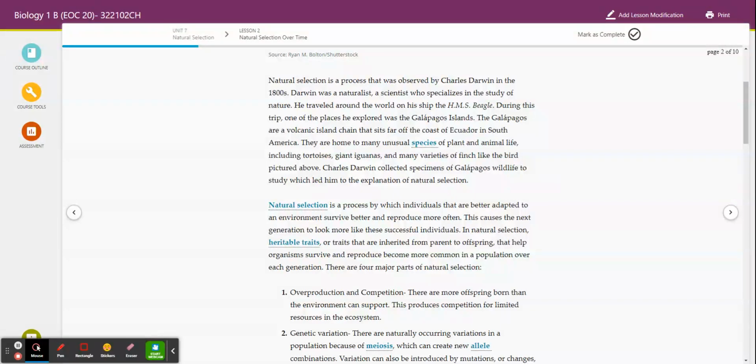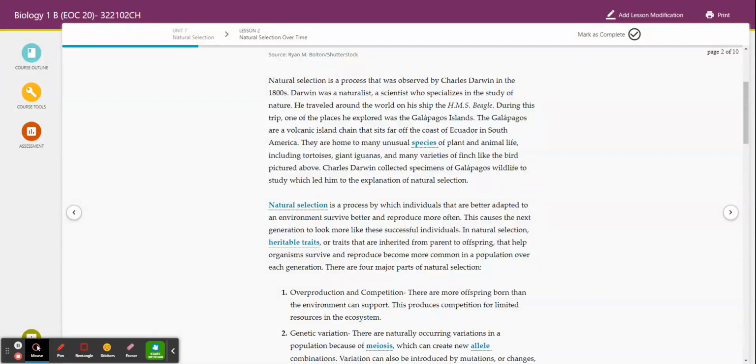The Galapagos are a volcanic island chain that sits far off the coast of Ecuador in South America. They are home to many unusual species of plant and animal life, including tortoises, giant iguanas, and many varieties of finch like the bird pictured above. Charles Darwin collected specimens of Galapagos wildlife to study, which led him to the explanation of natural selection.